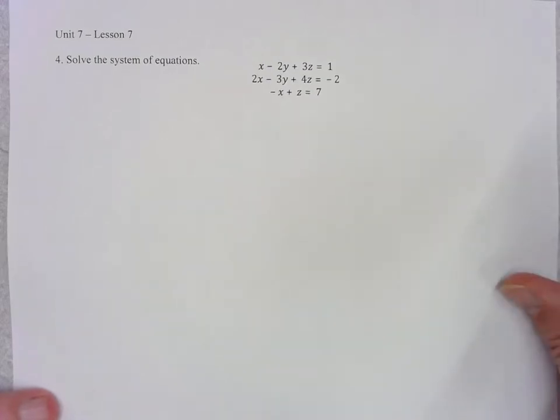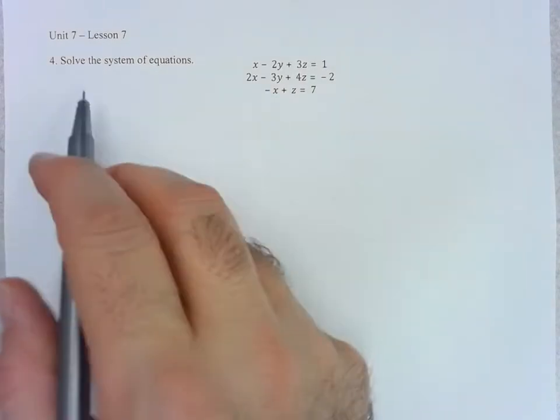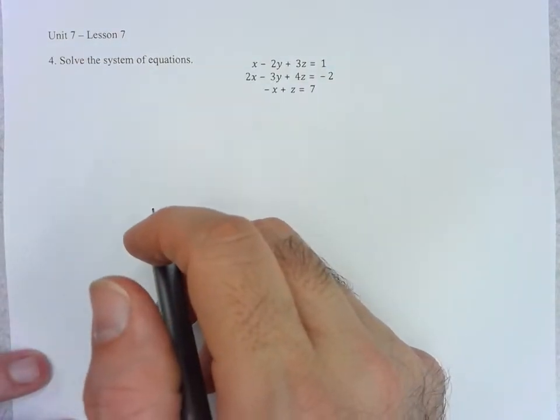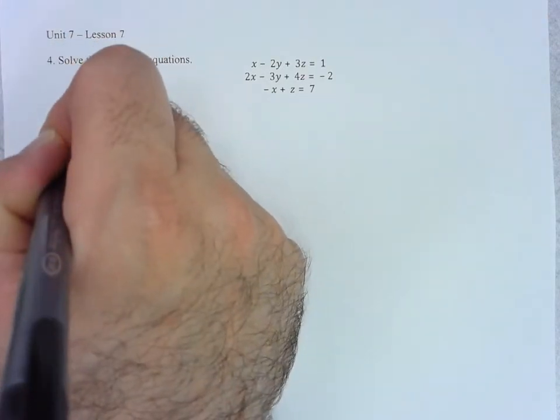Hi folks, we're going to take a look at the solution from number 4 from Unit 7, Lesson 7. And so they're asking us to solve this system of equations. Okay, so I'm going to solve this using matrices. So first thing I'll do is I'll put this into a matrix.